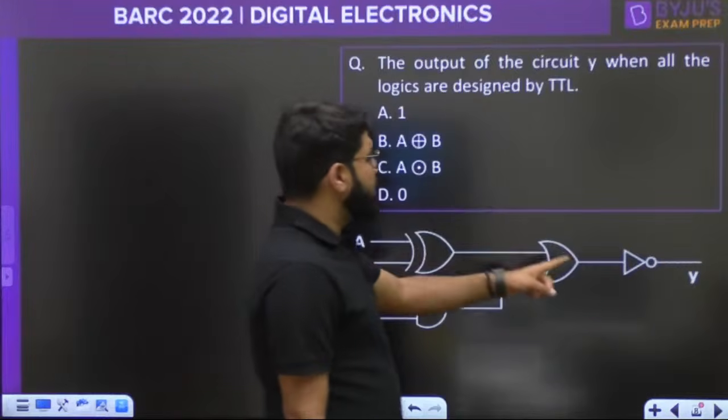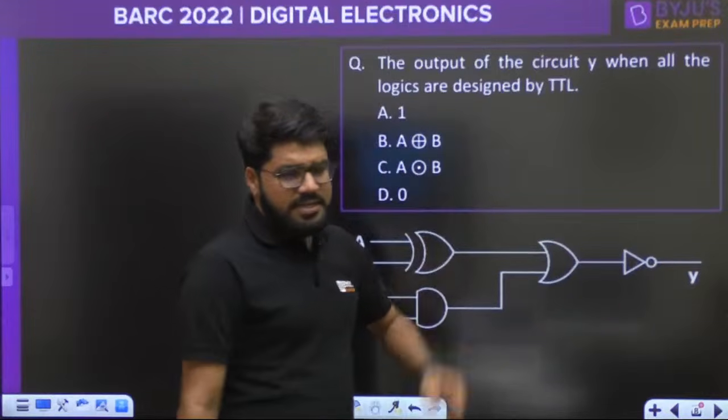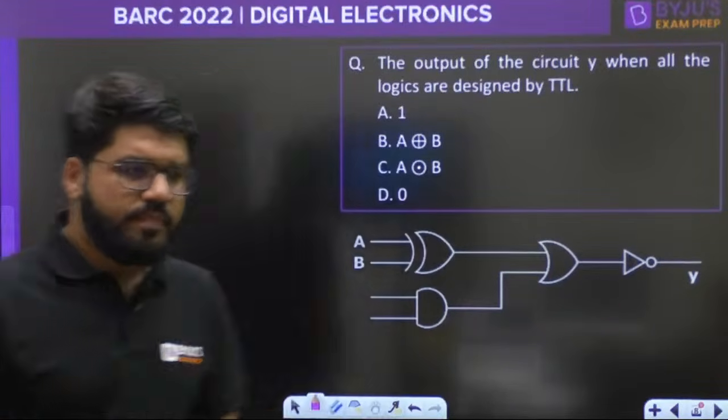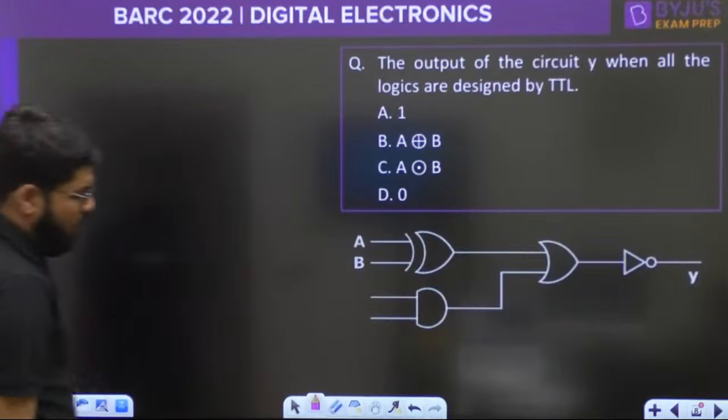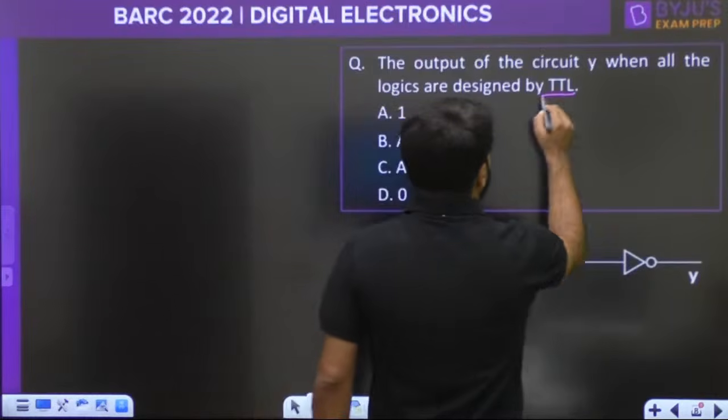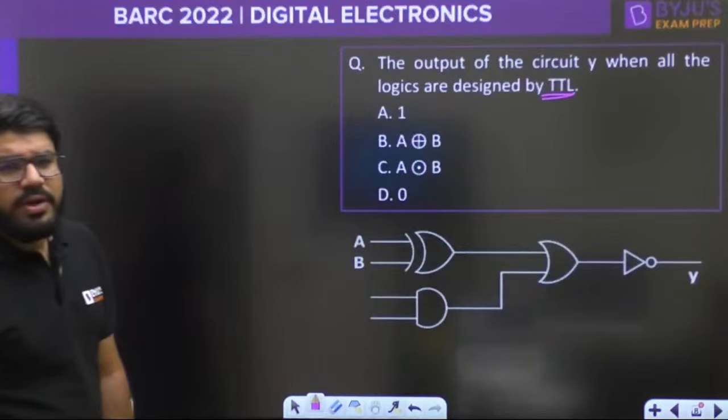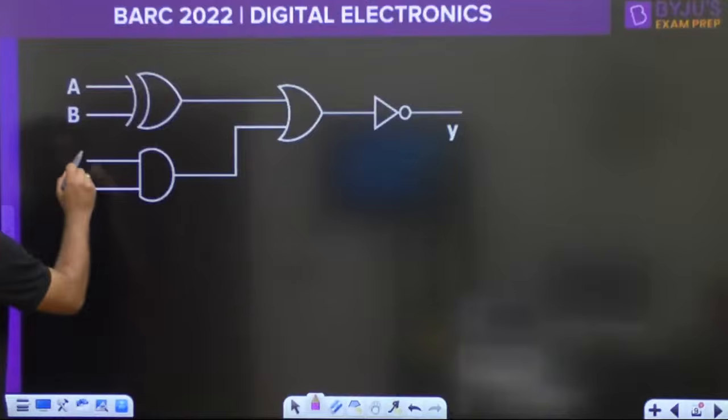What is the output of the circuit Y when all the logics are designed by TTL? Okay, when all the logics are designed by TTL. Now, what is the logic behind this TTL? Because how you are going to use this? Have a look into this picture.